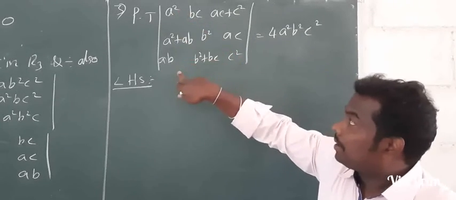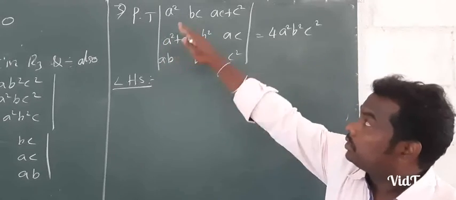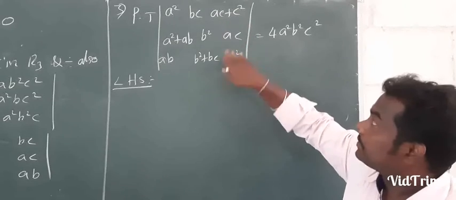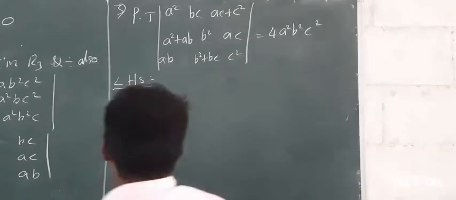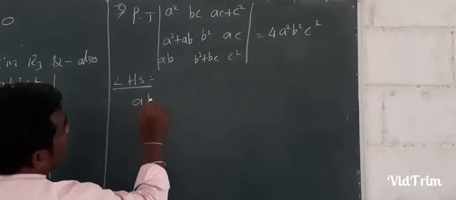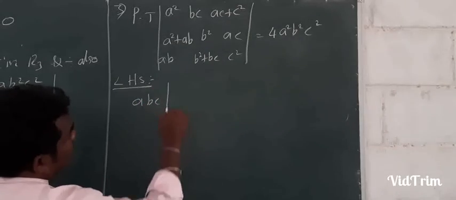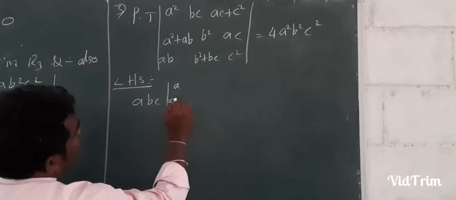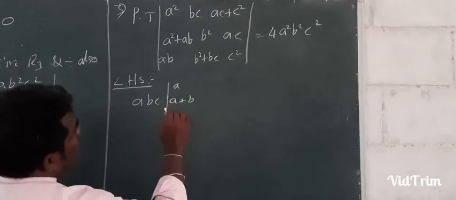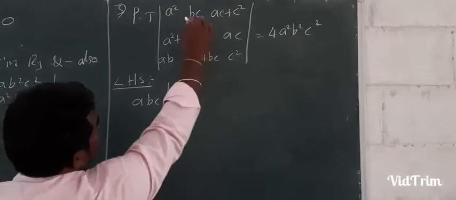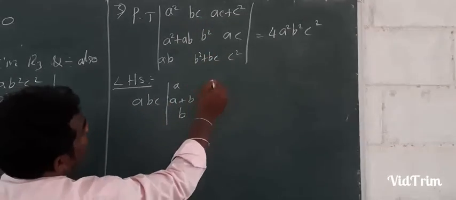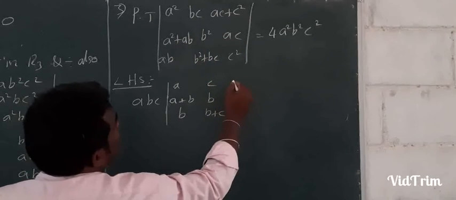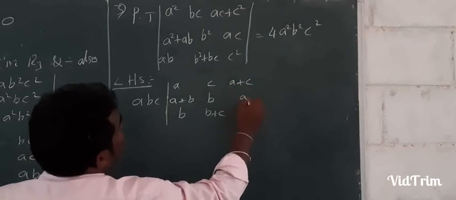Look at the first column: A square and A, so A is common for all the terms. Second column, B is common, and third column, C is common. So you take A, B, C common from C1, C2, C3 respectively. The remainder terms are A plus B, then B. Second, we took B, the remainder is C, B plus C. Third, we took C, so the remainder is A plus C, A and C.